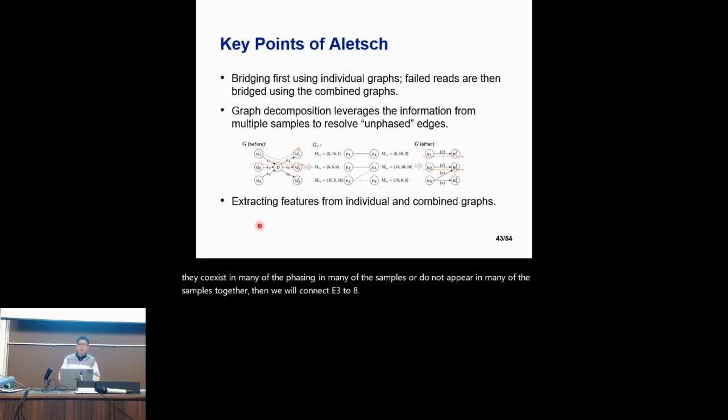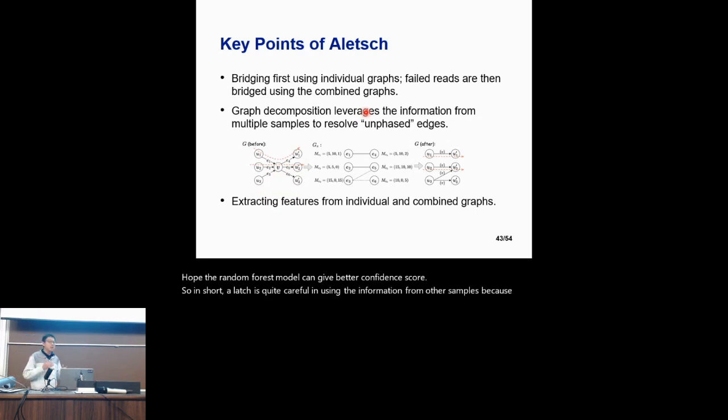And last, we will extract features from both individual graphs and combined graphs in the hope that the random forest model can give a better confidence score. So in short, ALACH is quite careful in using the information from other samples because it acknowledges the differences between different samples or cells, so as to not create many transcript artifacts.